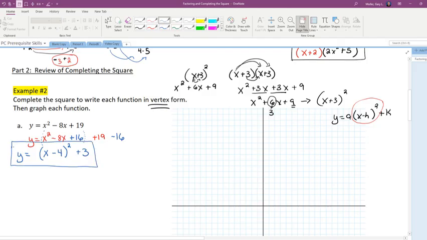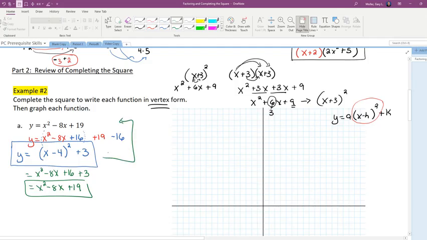All right, and to verify that, are these exactly the same? Is this really this? Let's just see what happens. I'm going to take my x minus 4 and square it. So I get x squared minus 8x plus 16. And I've got my plus 3 sitting here. And you can see that it is exactly what we started with. So these two statements are equivalent. And now one's in vertex form and one isn't.